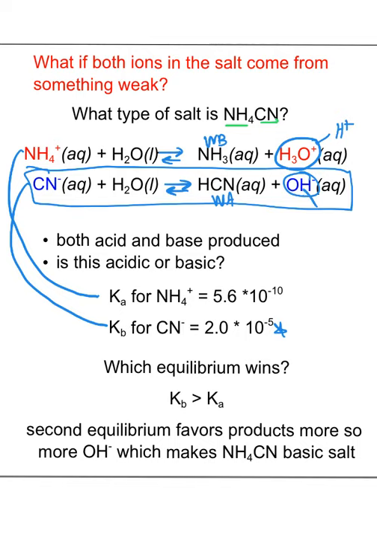And so if the products are favored more, it means there's more OH minus, which will ultimately result in a basic pH. So NH4CN is a basic salt because the Kb of CN minus is larger than the Ka of NH4 plus. Hopefully all of this helps with your problem set. See you after break.